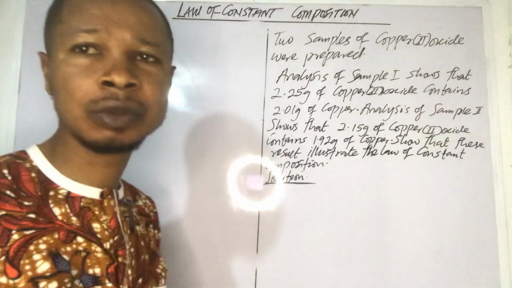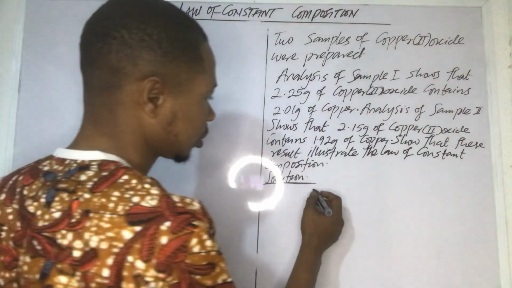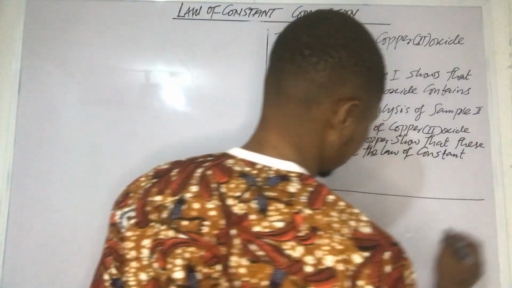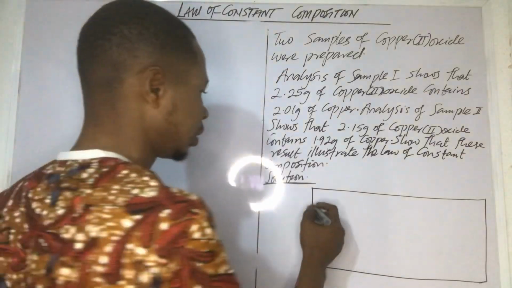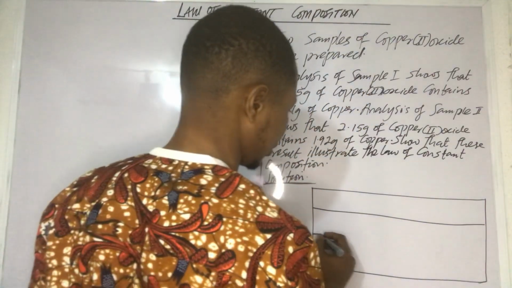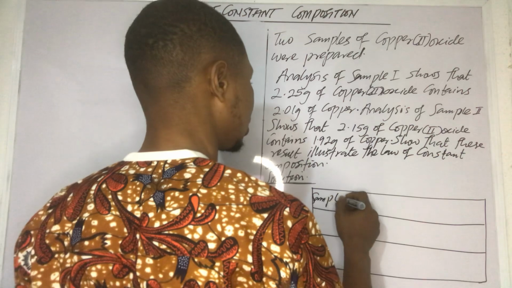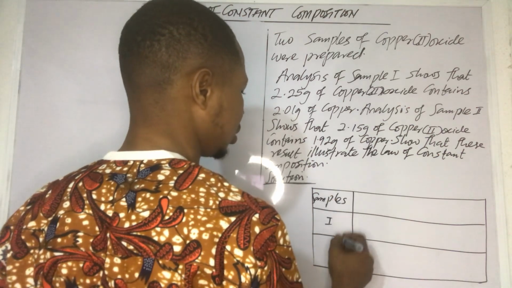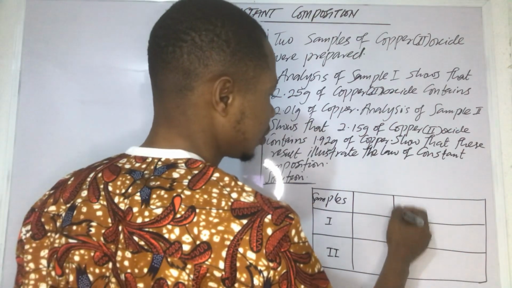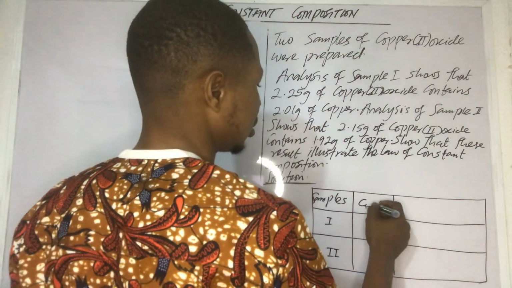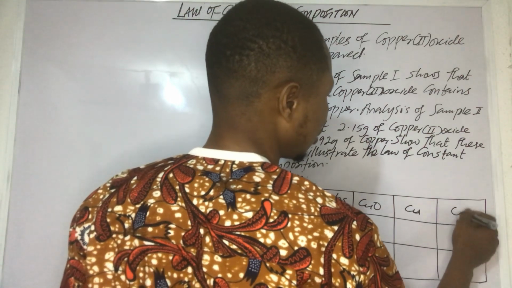Now, before you can solve the law of constant composition, I said you need to first make a table. So our table will look thus. Here you have your samples. This will be your samples. Then sample 1, sample 2. Then in this place you have copper(II) oxide, CuO. Then you have copper and oxygen.